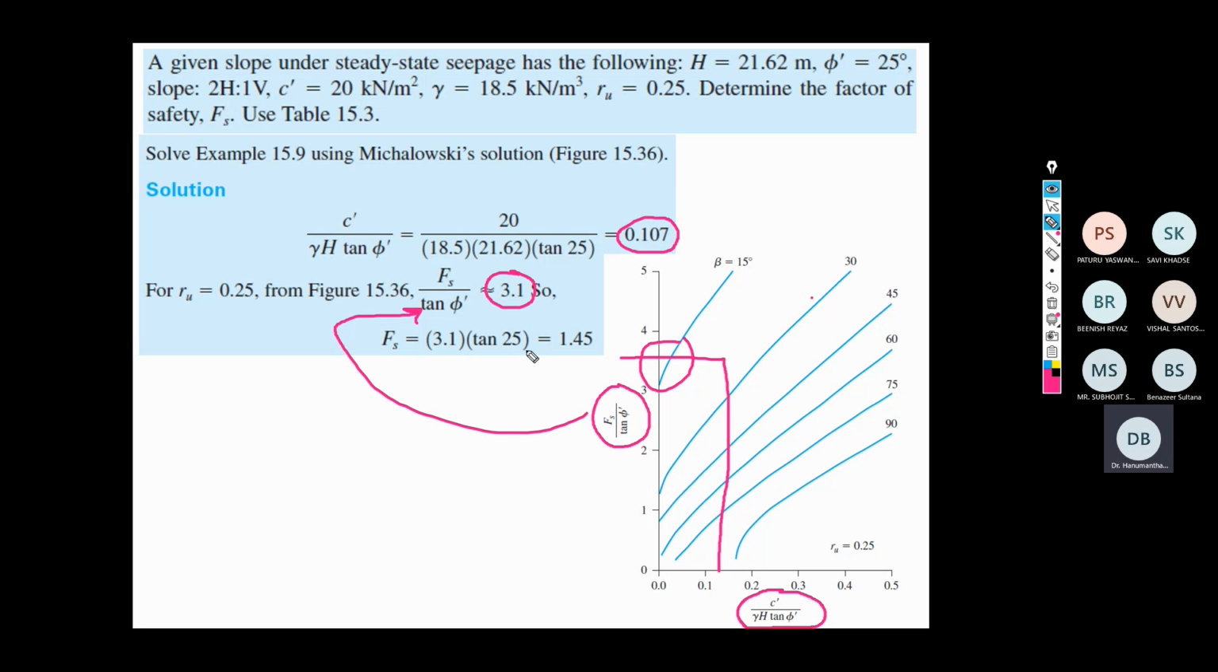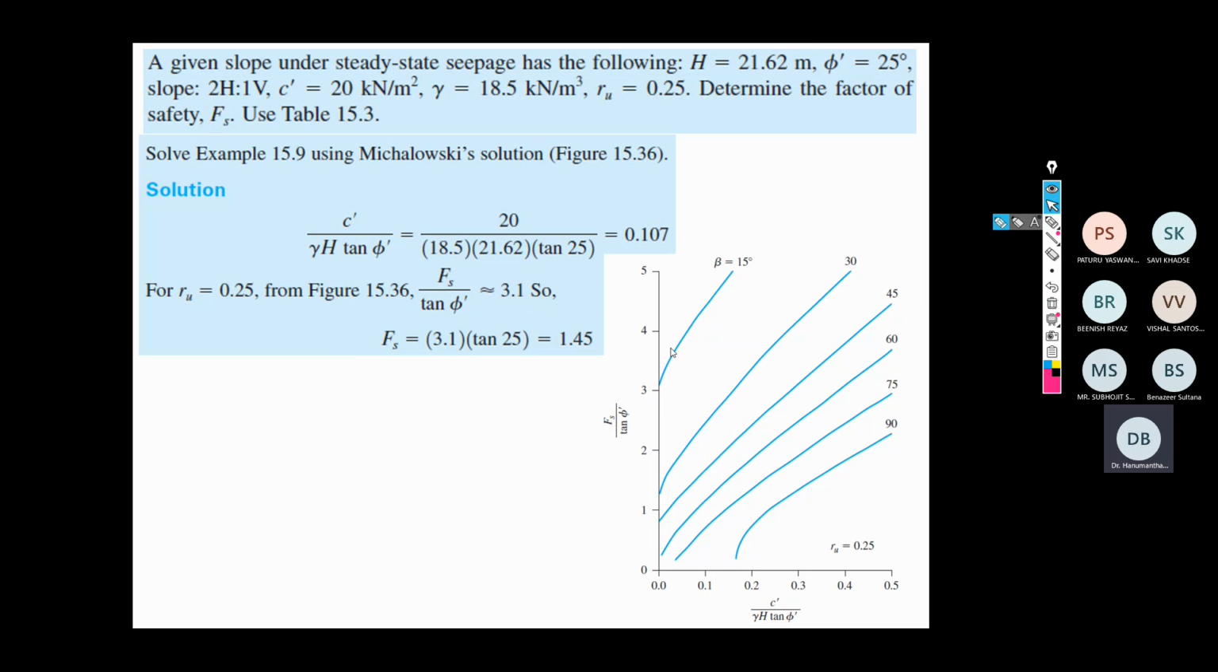So now Fs by tan phi dash is nothing but 3.1. I already know from the statement that phi dash is equal to 25, so the only parameter to be calculated is Fs. So Fs is equal to 3.1 into tan 25, which is approximately 1.45. So this is how you can use all the three methods: the Spencer method, Mikulovsky's method, and the Morgenstern and Bishop method, for calculating the factor of safety of a slope subjected to steady state CPS condition.